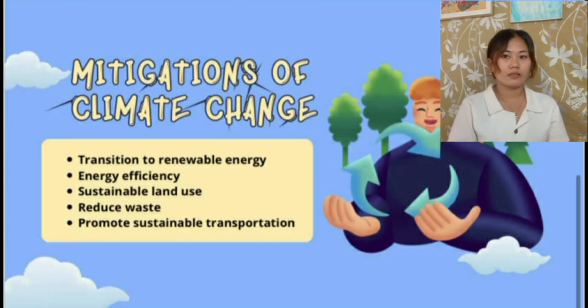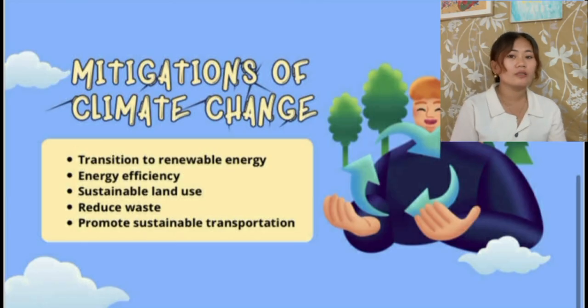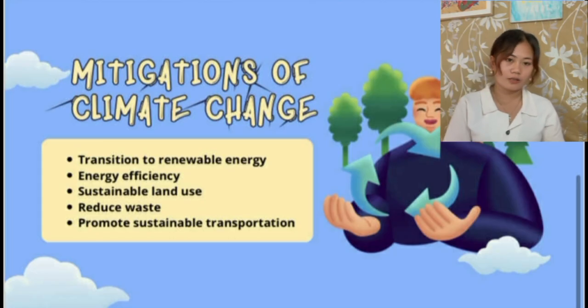And the last one is sustainable transportation. So unsay ang pasabot ani? Transportation modes that reduce emissions. So for example, electric vehicles, public transportation, non-motorized transportation. So maka-benefit ani is reduced emissions and improved air quality. So by following these steps, we can reduce greenhouse gas emissions, promote sustainable development, and mitigate the impact of climate change. And that is all.